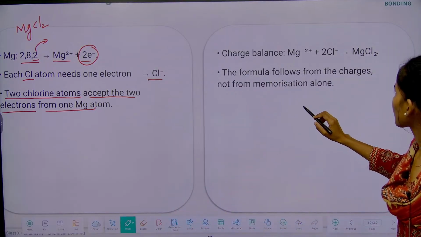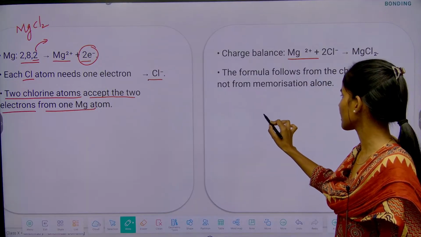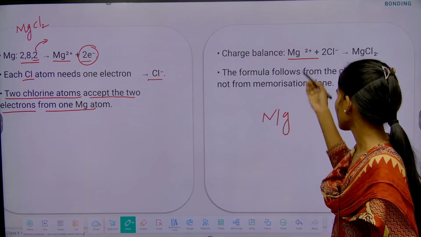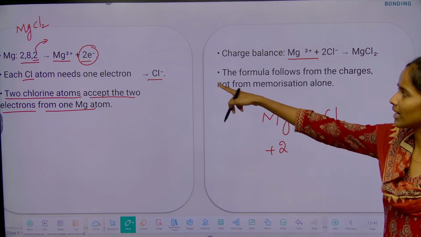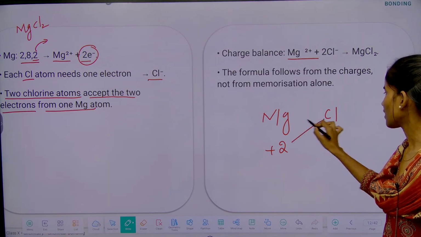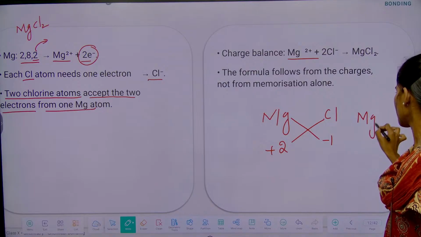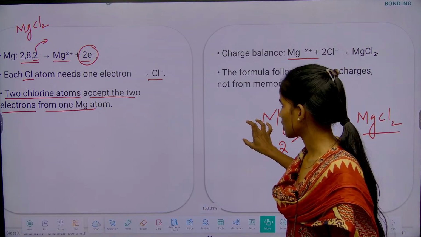The formula, as we have already learned in class 9, uses the crisscross method. Magnesium, what is the charge? Plus 2, and chlorine, what is the charge? 1 minus. So we can write the formula like this, MgCl2, right? Now this is all about magnesium chloride.